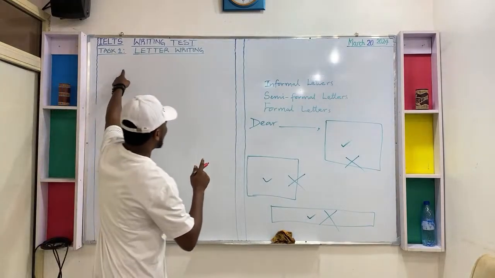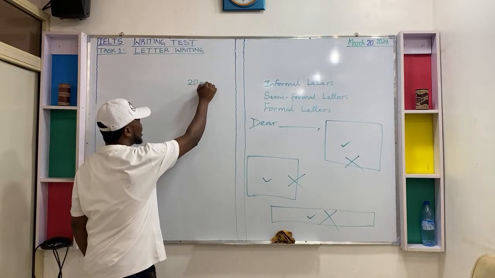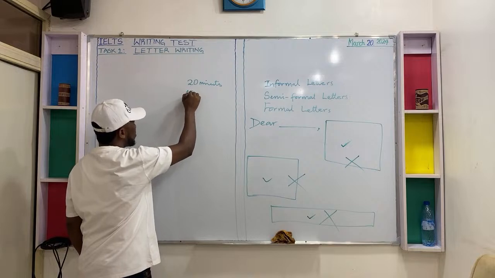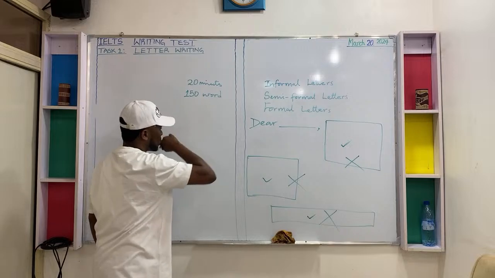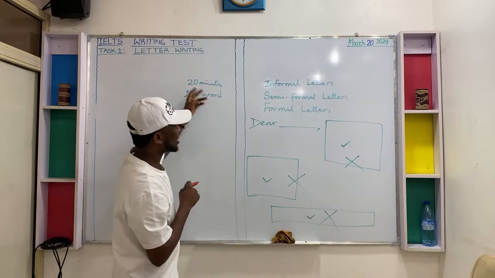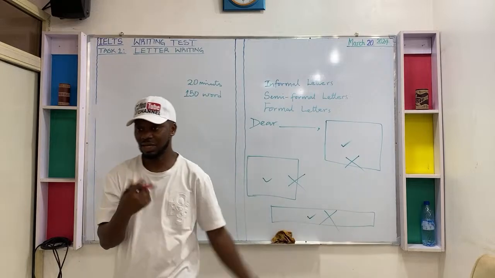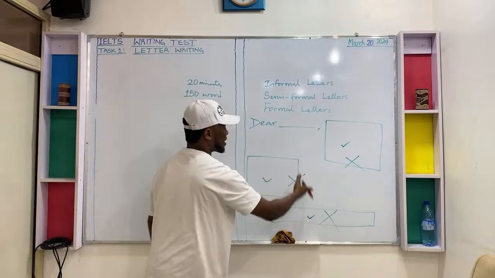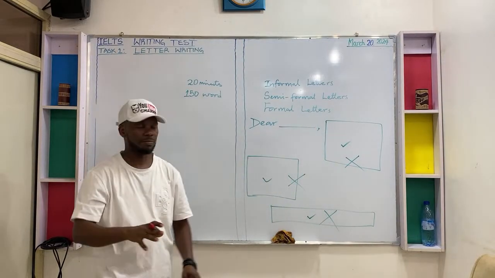Remember, your task 1 is meant to last for just 20 minutes, and you must write a minimum of 150 words. So, when you have just 20 minutes, you don't need to spend your ample time writing an address. This will not count as showing that you are smart or intelligent. It's the body of the letter.